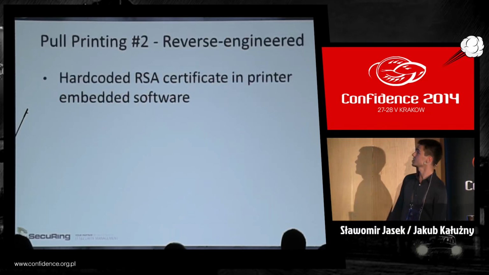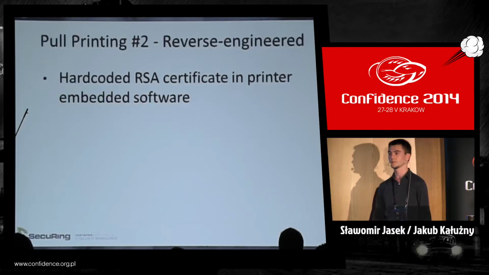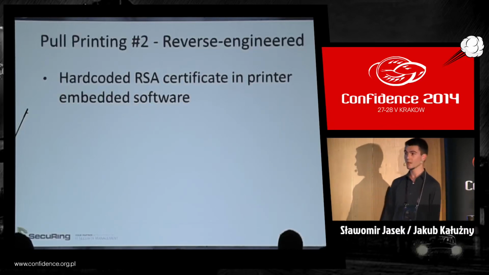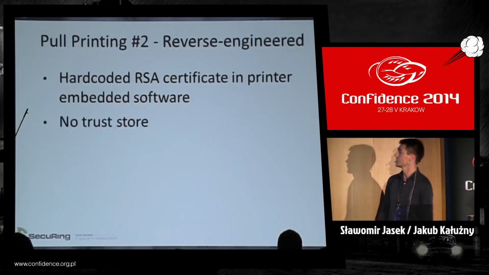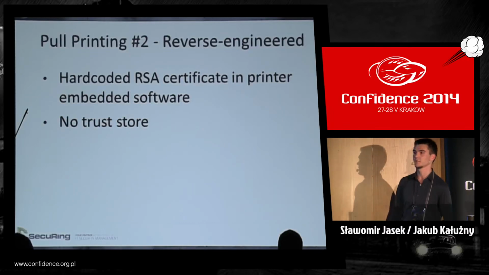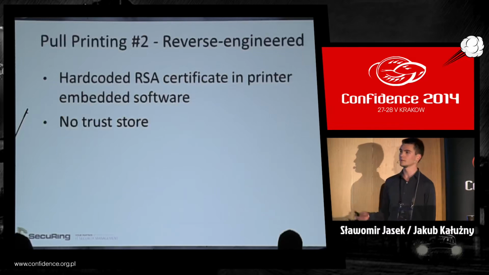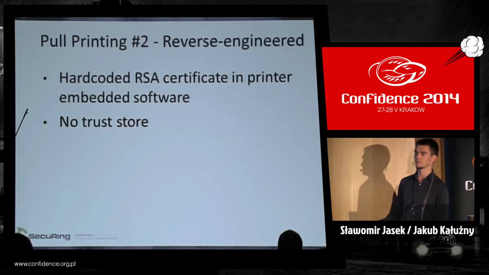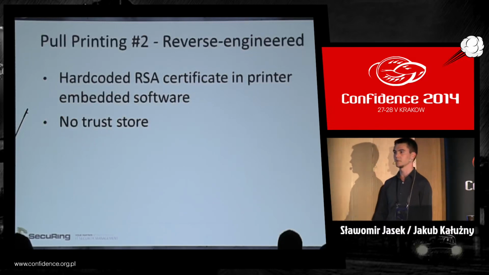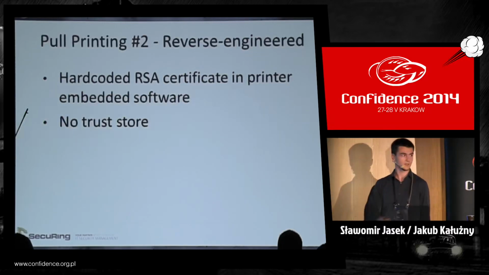So after reverse engineering the protocol, we found hard-coded RSA certificates in the printer embedded software. So not very good. Completely no trust. In this case, the printer sent its public key, so the server should check if this particular printer could connect to the server. And there was no trust, just like in the previous example.